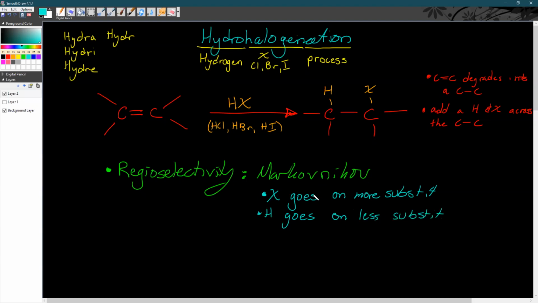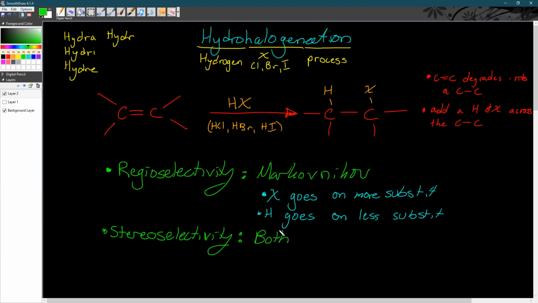You might hear the saying that the rich get richer, in which case the substitution goes where the more substitutions are. The hydrogen goes where the more hydrogens are. So either one of these is just describing the same fact. The stereoselectivity is, in this case, both.